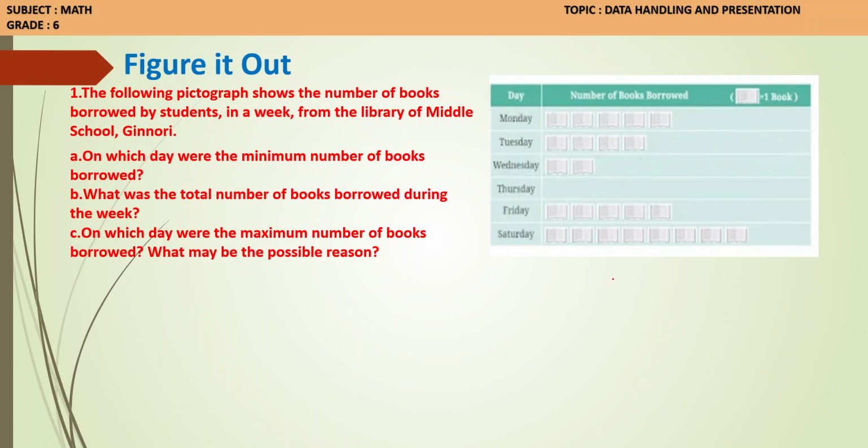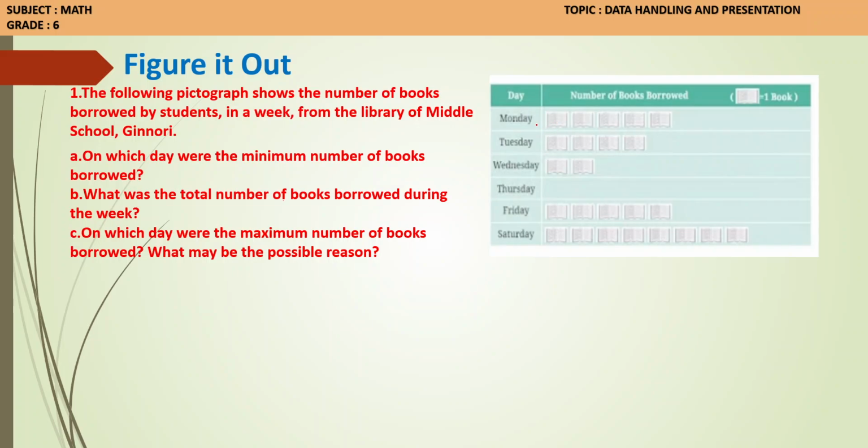Let us figure it out. The following pictograph shows the number of books borrowed by students in a week from a library of a middle school. First question: on which day was the minimum number of books borrowed? Second question: what was the total number of books borrowed during the week? Third question: on which day was the maximum number of books borrowed? What might be the possible reason?